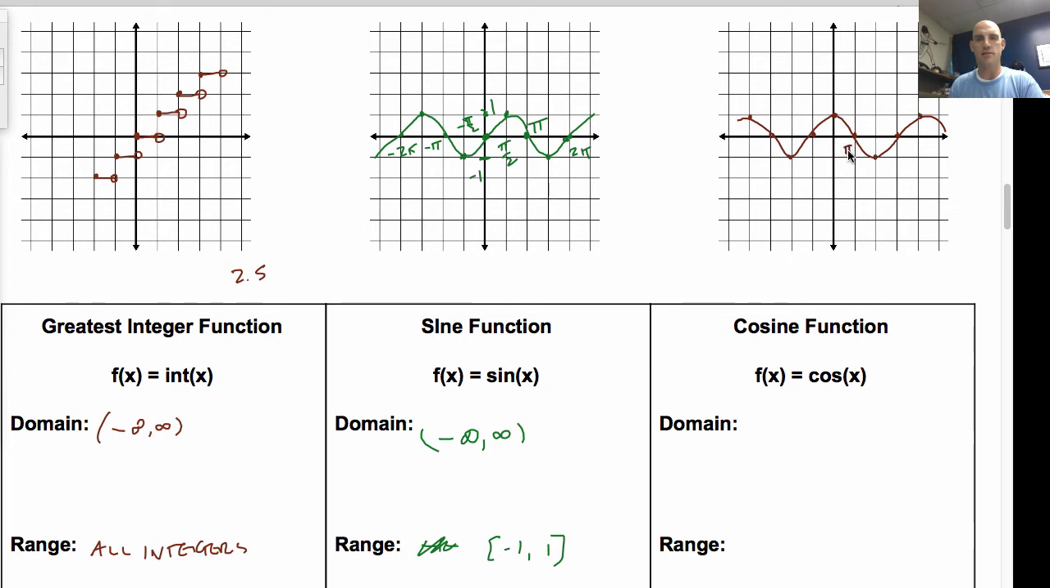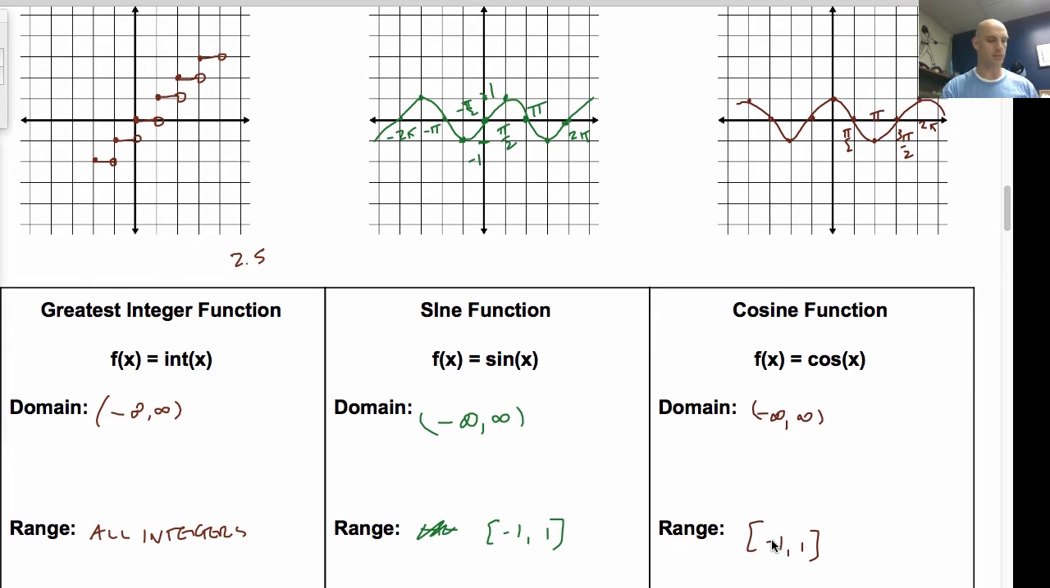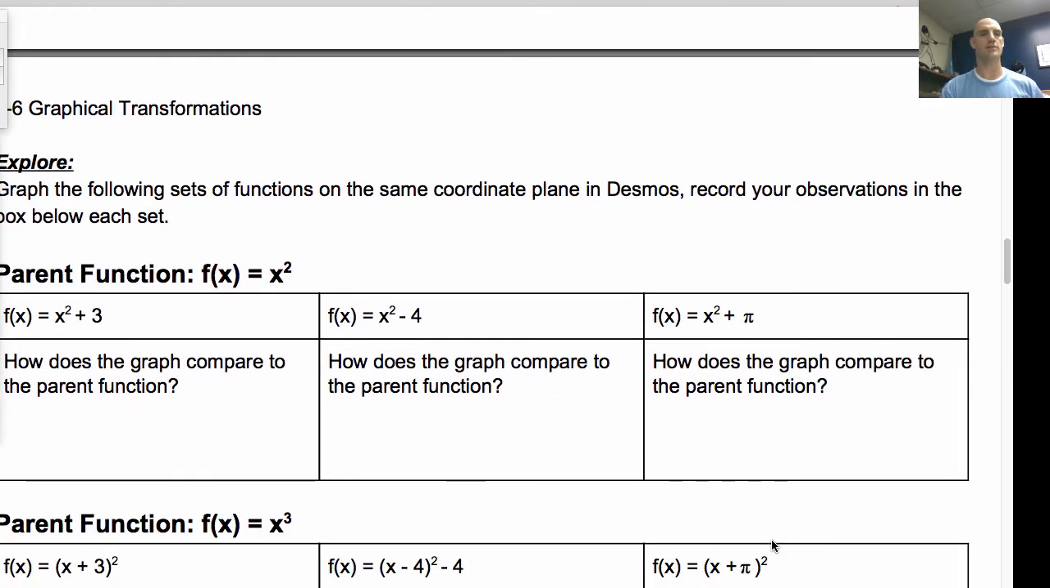But it also has those same breakdowns. This is pi over 2. This is pi. This is 3 pi over 2. This is 2 pi here, right? And so its domain is still negative infinity to infinity. It has the same range of -1 to 1, but it's just shifted over a little bit, okay? It's still its own distinct function, but it has its own domain, its own range.